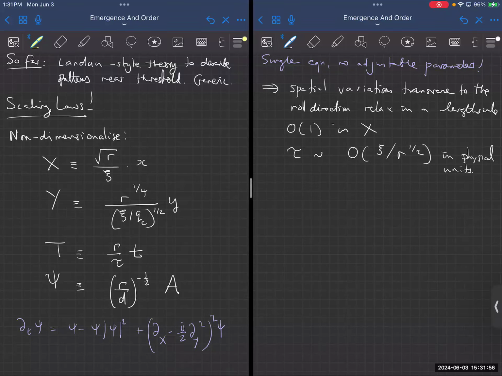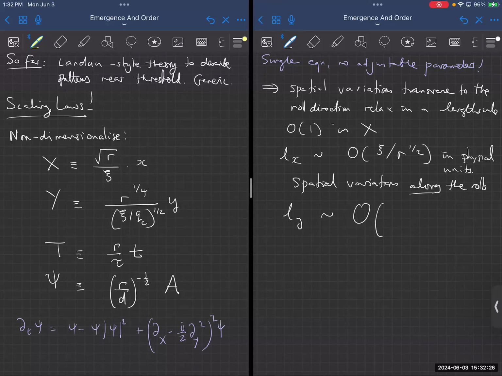You can see that this is going to diverge. If I look at spatial variations along the rolls, they're going to go in the y direction. So let's just call this Lx. Let me call this Ly. So that's going to go like order psi to the 1/2 over qc to the 1/2 r to the 1/4. Okay, again, that's in the physical units.